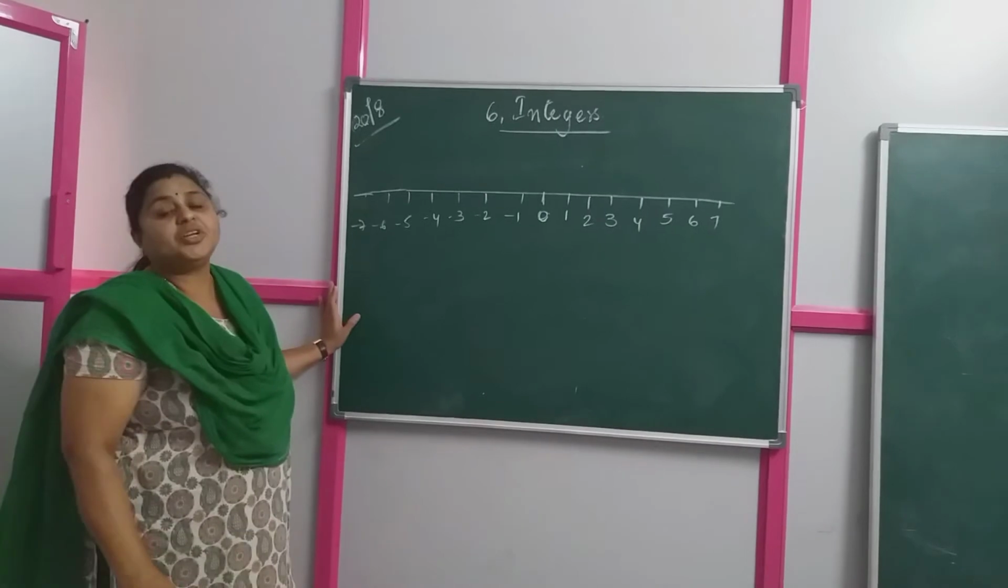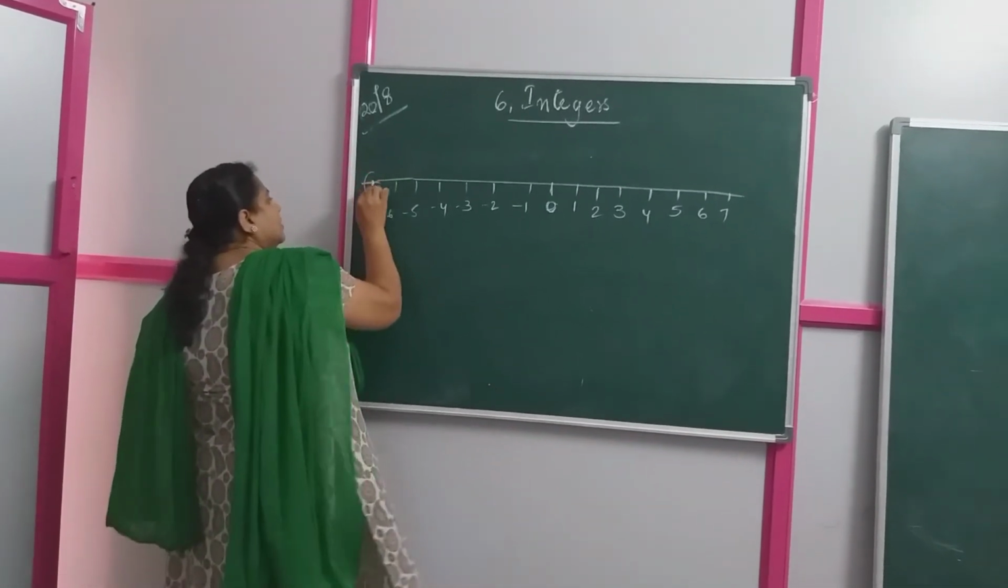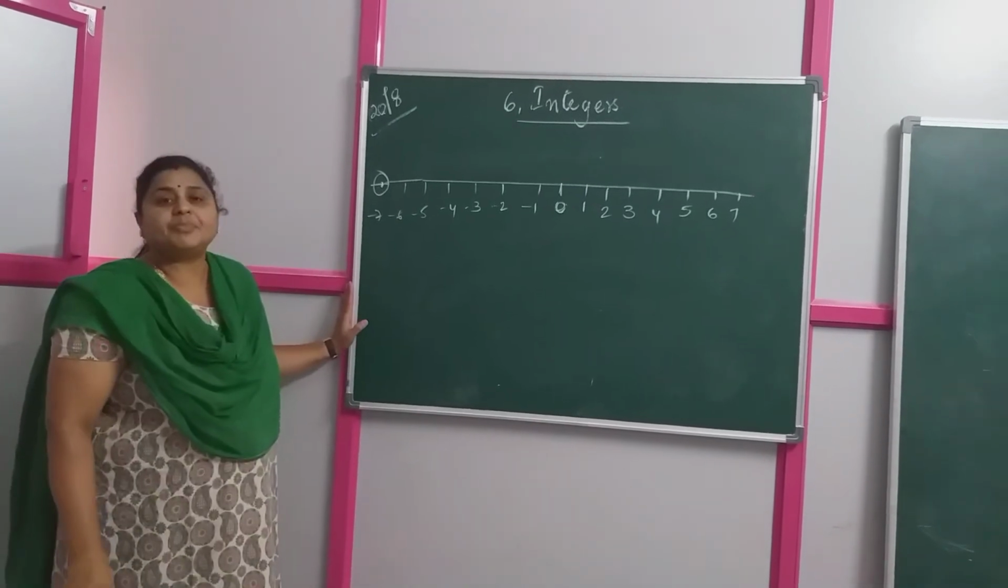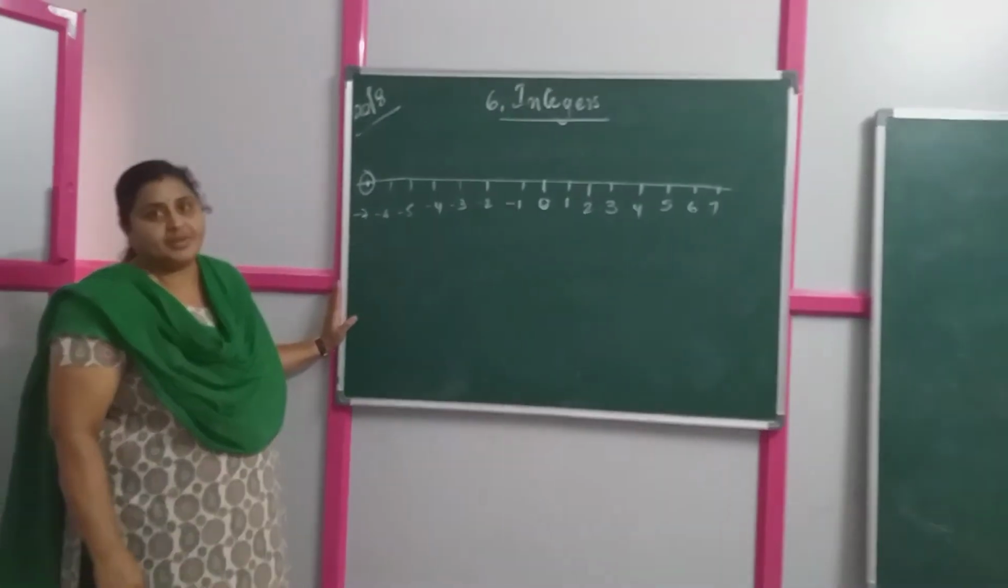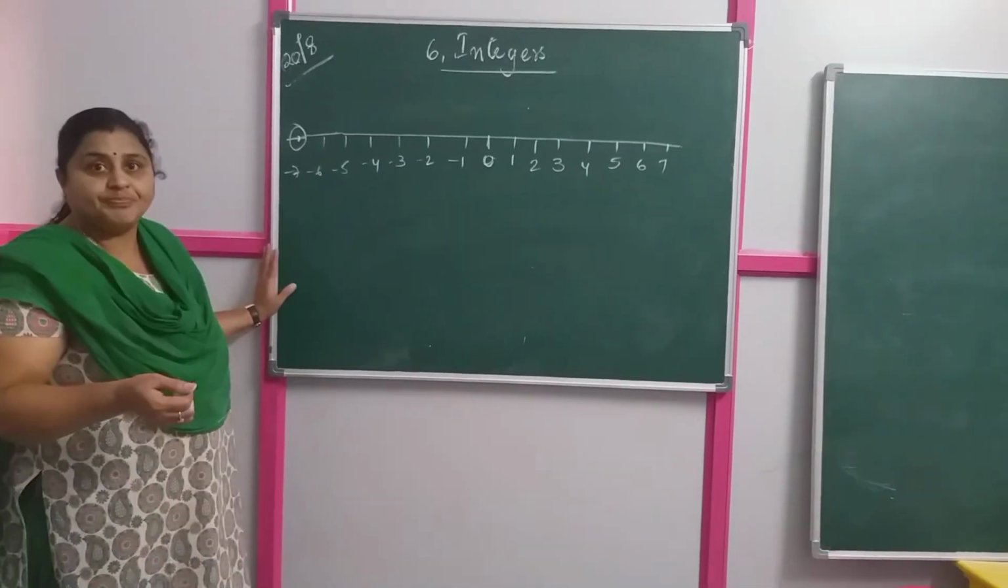Now if I have to represent the number minus 7, this is how you will represent minus 7. Got it? And next, write all the numbers.